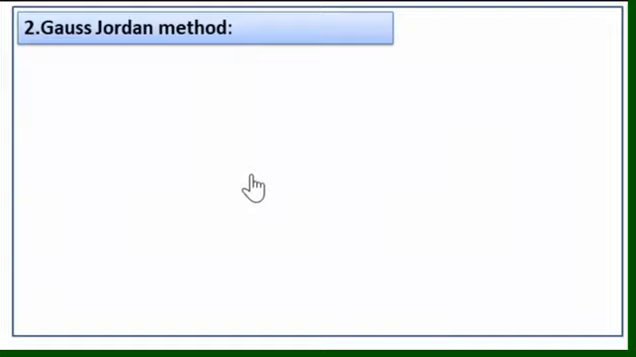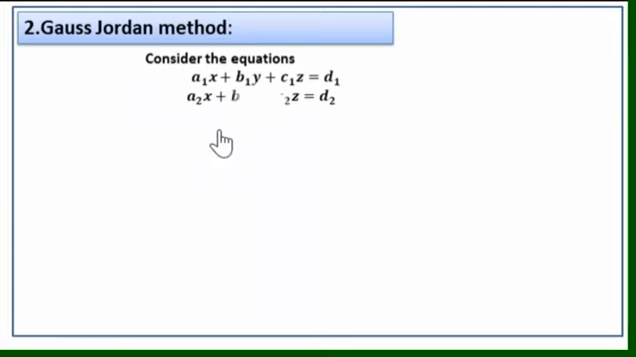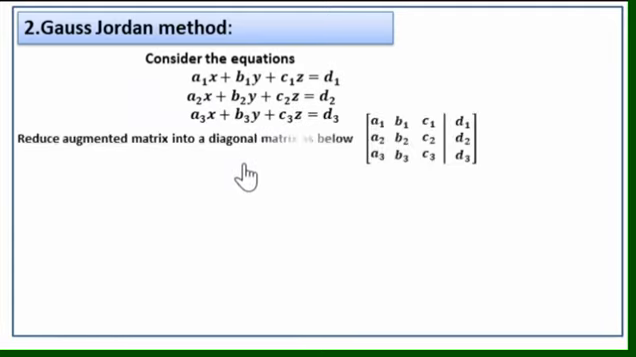Next, we will discuss another method of solving a system of linear equations called the Gauss-Jordan method, which is very similar to the Gauss elimination method. In this method, we convert the coefficient matrix into a diagonal matrix. So consider three equations with the three unknowns x, y, z. So first write the augmented matrix.